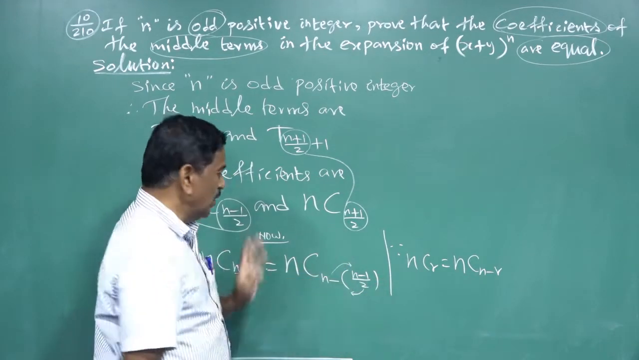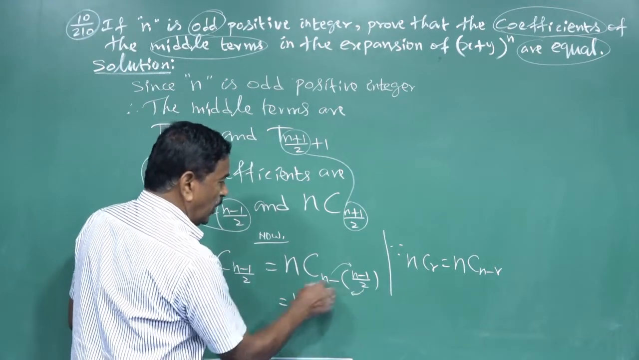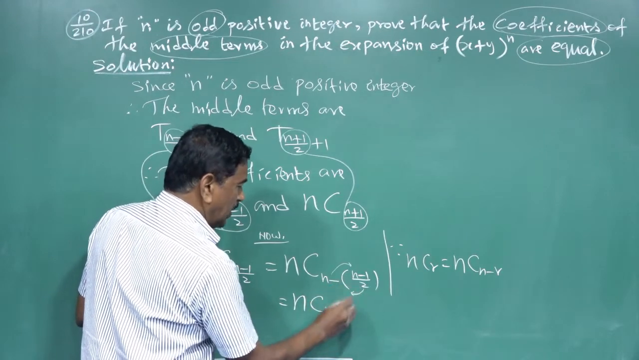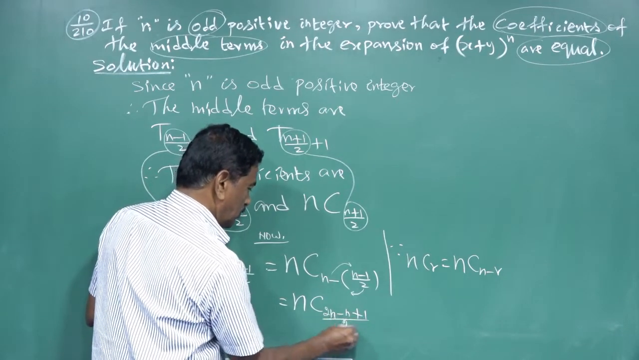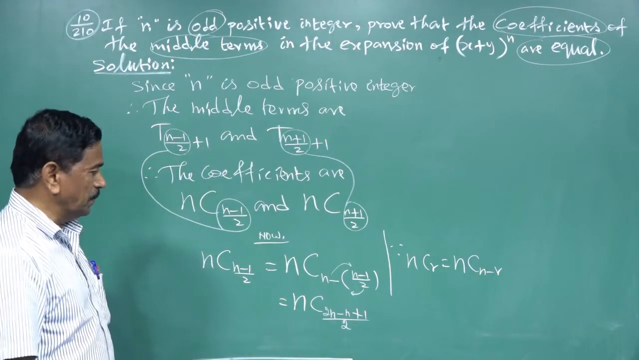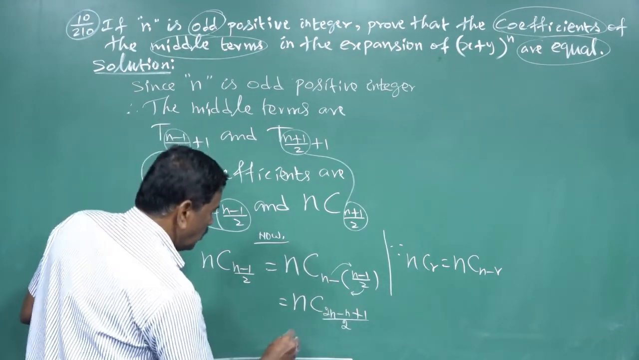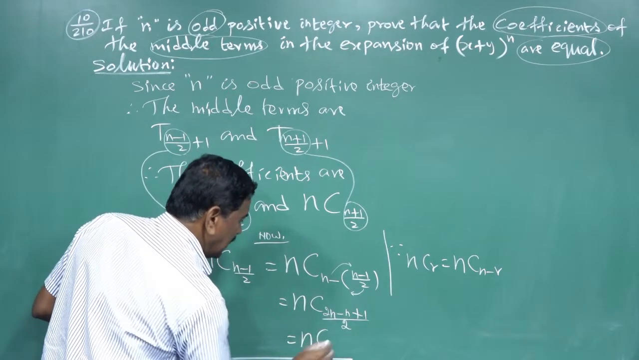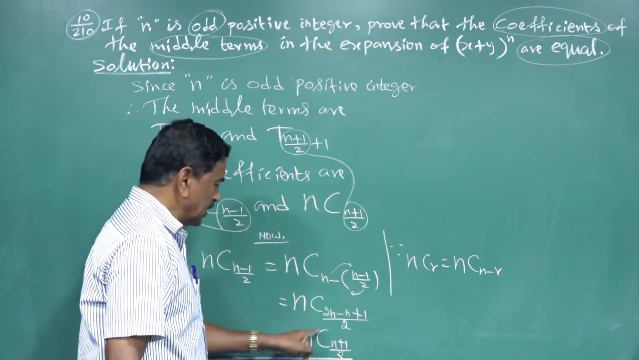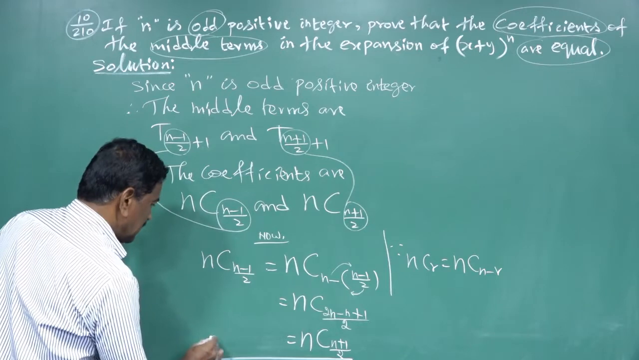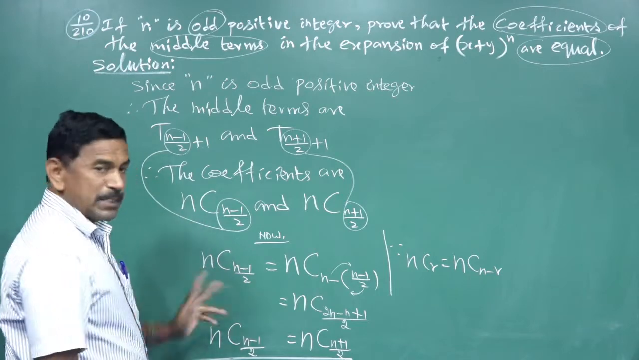So your answer will be nC(2 into n), 2n, minus into n, minus n, minus into minus, plus 1, fully divided by 2. Next step: 2n minus n equal to n, that is n plus 1. So which is equal to nC((n plus 1) by 2). Whose left hand side is nC((n minus 1) by 2). So hence proved.